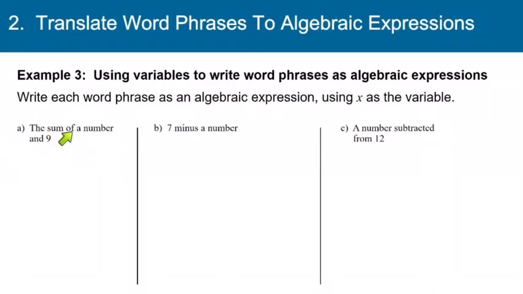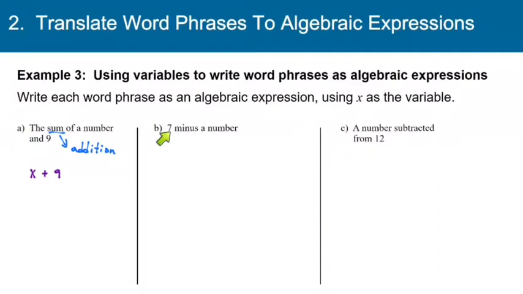This first phrase says the sum of a number and 9. Now we know that the word sum stands for addition. And here we have an unknown number, and remember they've asked that we use x as the symbol for the unknown number. So I'll write down x plus 9. So this is the algebraic expression that represents this phrase.